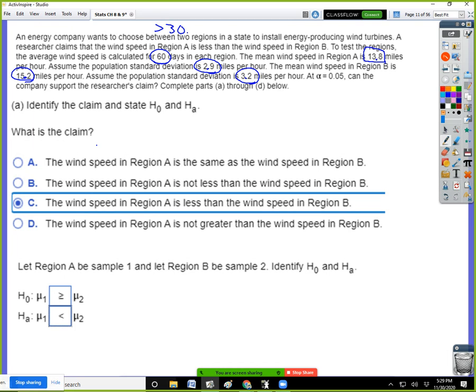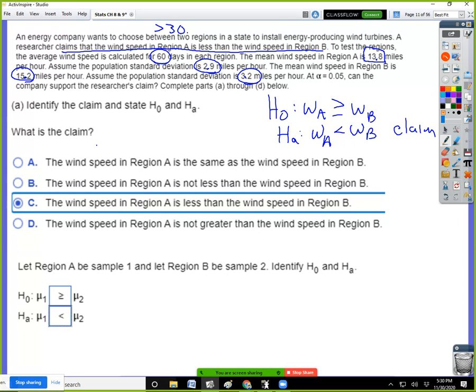Okay, so what is the claim? Well, look back up. A researcher claims the wind speed in A is less than the wind speed in B. So H sub alternate is that wind sub A is less than wind sub B, right? That's the claim. So that means that H sub 0 is that the wind in A is greater than or equal to the wind of B. Does that make sense to everybody?